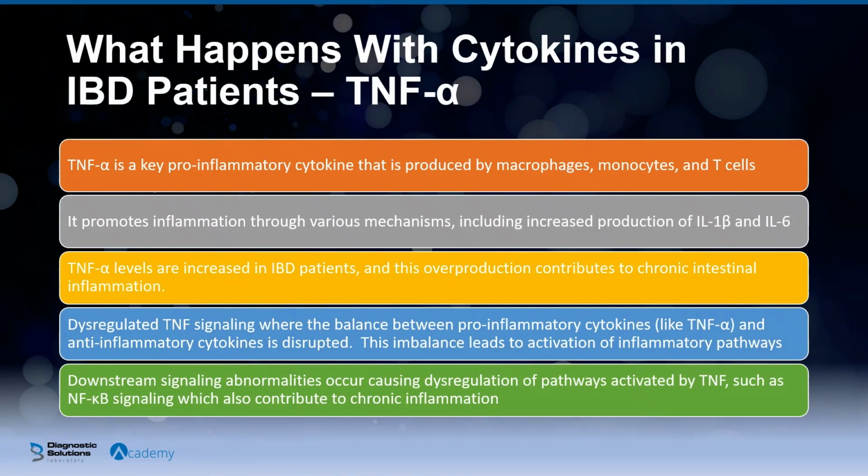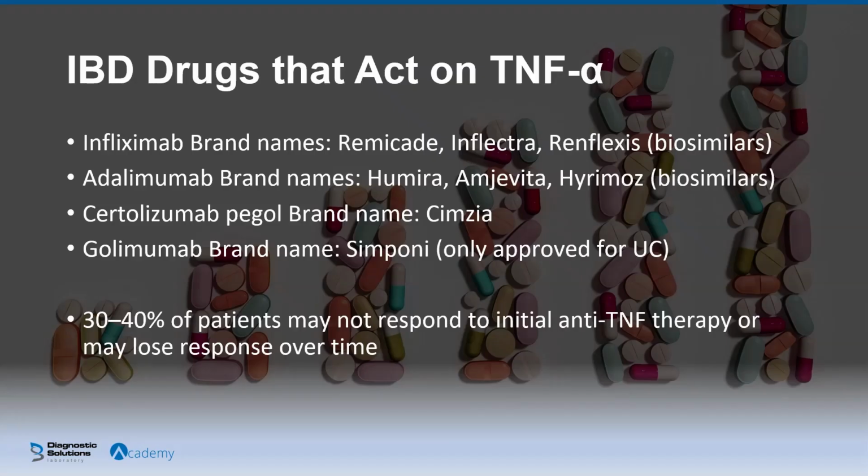Those downstream signaling abnormalities will cause further dysregulation of the inflammatory pathways, and NF-kappa B will then also contribute to this chronic inflammatory cascade. As far as pharmaceuticals that act directly on the TNF-alpha pathway to address inflammatory bowel disease, as well as other diseases, we have a fair amount of drugs that act directly on this pathway. That includes the brand drugs, but also the new biosimilar drugs, which are basically generic biologic agents.